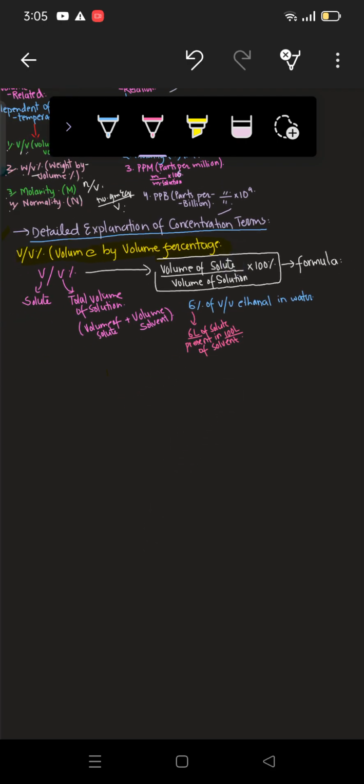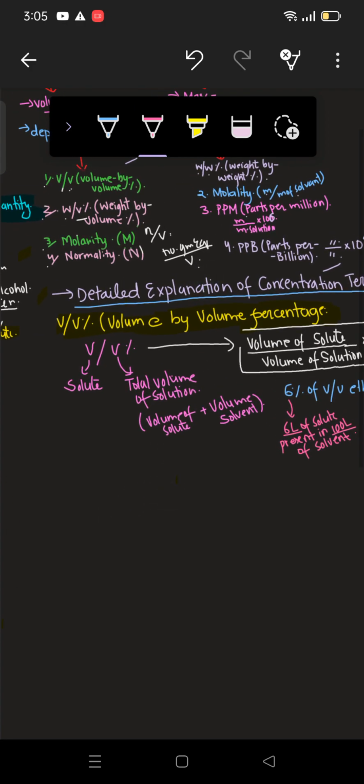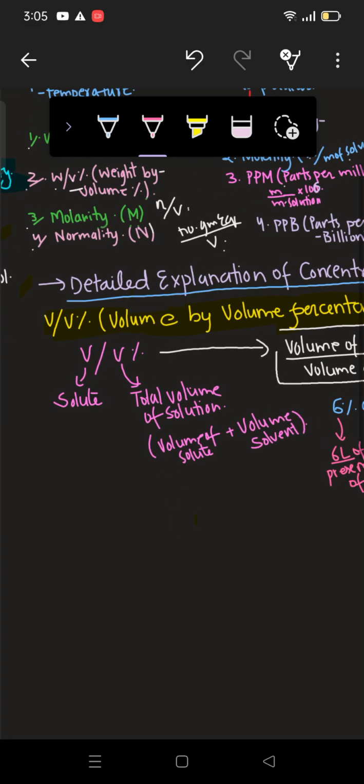I hope this is clear to you now. We must move towards our second term. Now see why it is related to volume. It is related to volume since we have volume here, which means it will of course be affected by temperature. Wherever you see volume, it will be affected by temperature.